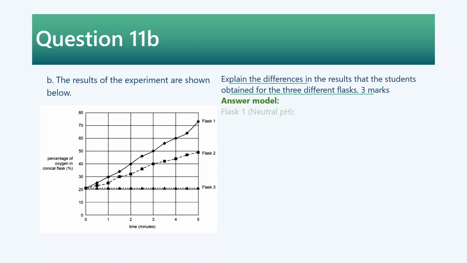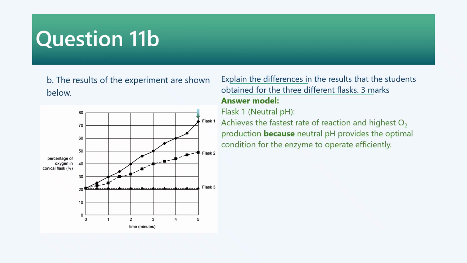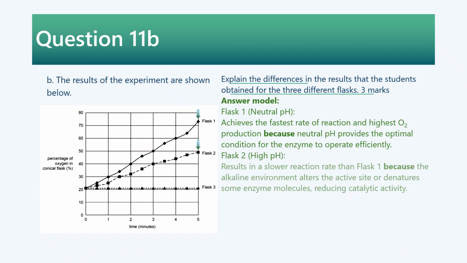Flask 1, neutral pH achieves the fastest rate of reaction and highest O2 production because neutral pH provides the optimal condition for the enzyme to operate efficiently. Flask 2, high pH results in a slower reaction rate than Flask 1 because the alkaline environment alters the active site or denatures some enzyme molecules, reducing catalytic activity.